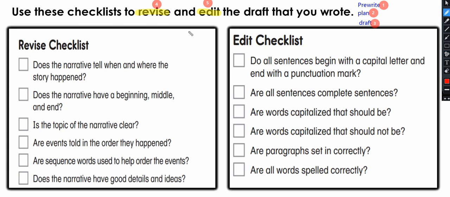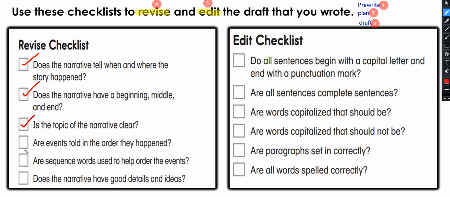For the revise, you have to read this checklist. The revise checklist. Ask yourself, does the narrative tell when and where the story happened? Remember question number 1, where did you go? That is when and where. I went to the beach in December, or I went to my grandmother's house 2 months ago. That is your when and where. Does it? If it does, check. Is the topic of the narrative clear? Do you understand what you wrote?